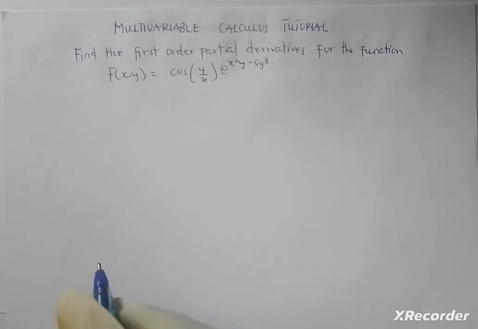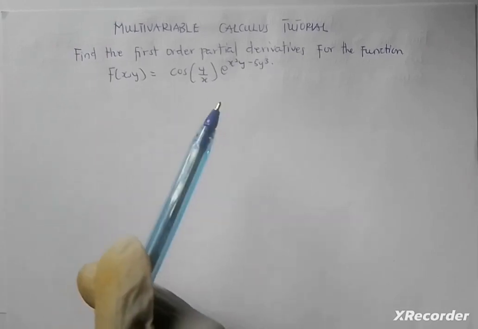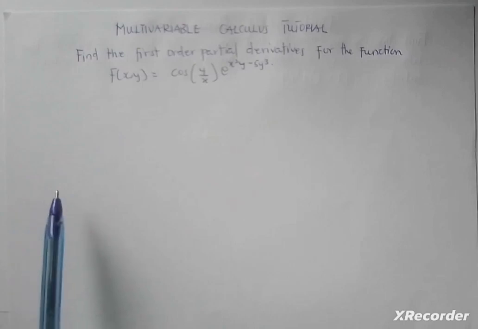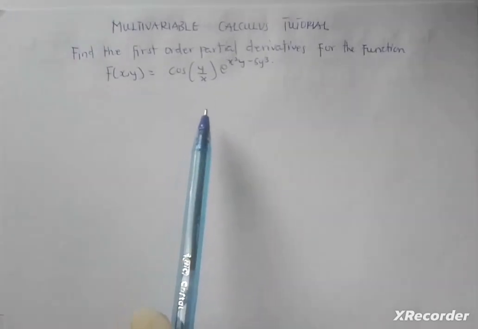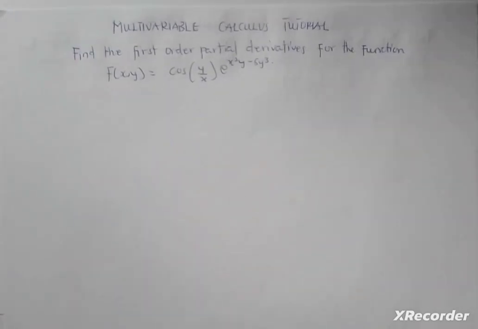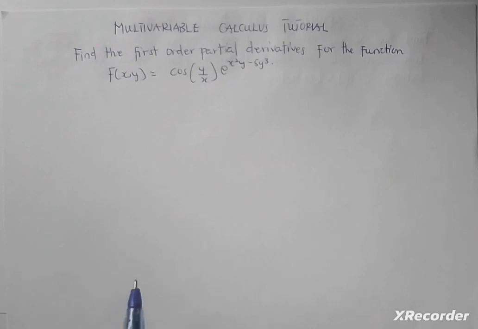In this video we're going to solve a multivariable calculus problem. This problem happens to be under partial derivatives. So I have a function f of x which is equal to cos of 4 over x multiplying the expression e to the power x squared y minus 5y to the power 3. So we are supposed to find the partial derivatives of this function.